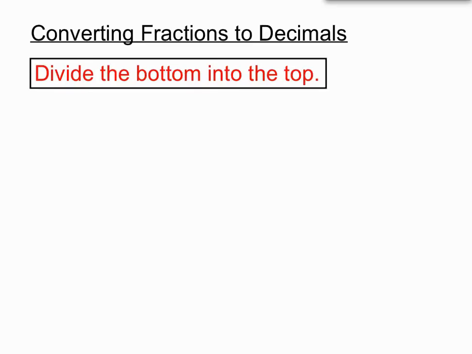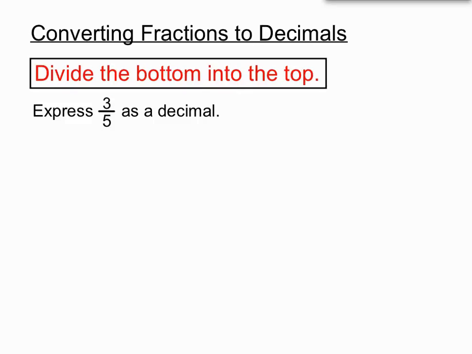Okay, the rule for converting fractions to decimals is to divide the bottom of the fraction into the top. Now if we don't have a calculator, we'll have to do it carefully. The question might say express 3 over 5 as a decimal. Now the bottom of any fraction divides into the top, so we're going to divide 5 into 3.